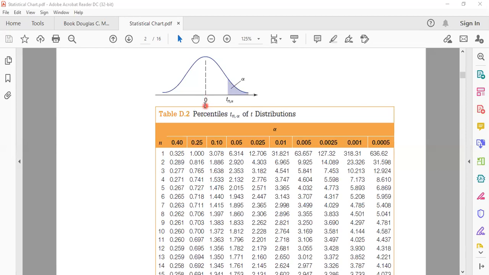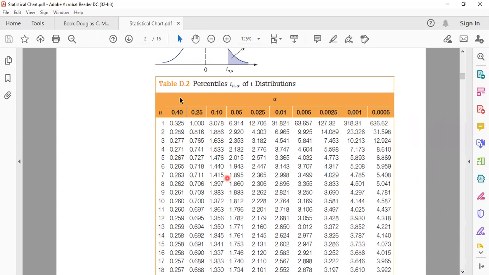That means the variable is standardized, whose mean is 0, and Student's t value at some level of significance is shown by this shaded portion which we are interested in, denoted by alpha. Okay, and there are different percentiles for different levels of significance, like 0.40, 0.25, 0.10, 0.05. 0.05 means 5% level of significance, 0.10 means 10% level of significance, 0.01 means 1% level of significance. All these things have been considered over here.